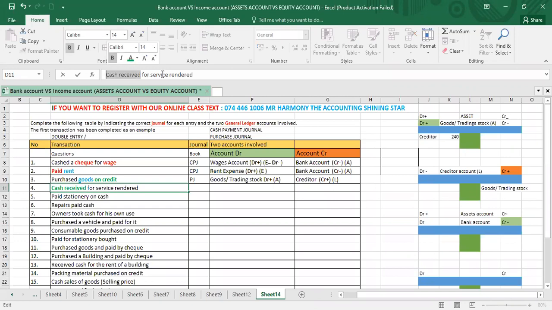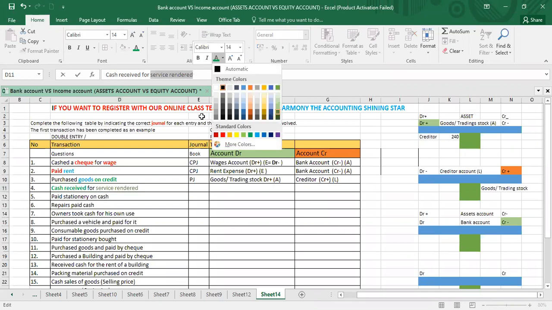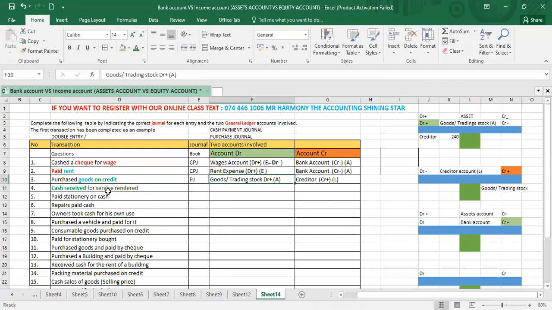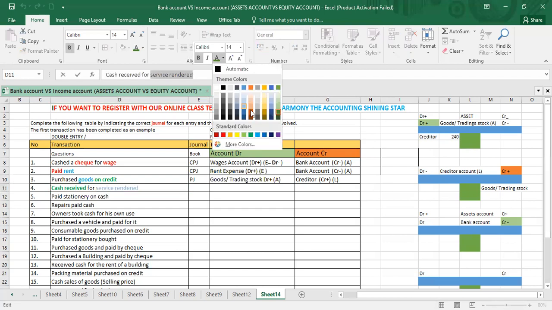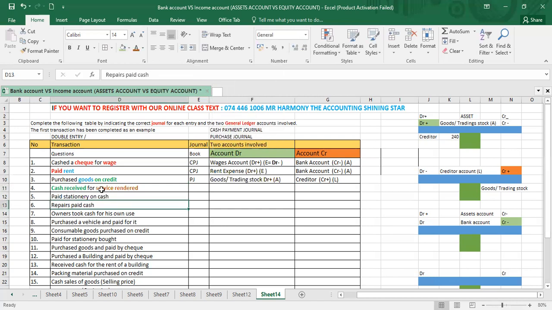The second one, let me just highlight this one, cash received. And then another word to highlight, service rendered, with another color. You are done. Even though my colors don't reflect very well, let me just change this one. You always make sure that you highlight your two important keywords. Can you see? Cash received and service rendered.